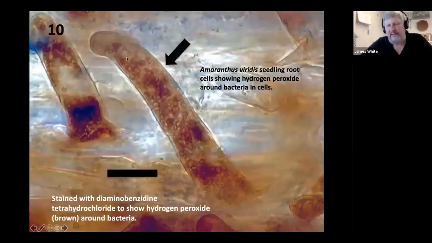This shows the hair, and this is stained for hydrogen peroxide. You can see all the brown around those bacteria in that hair. And this is probably not one species, by the way. This one is from nature, so it's probably multiple species of bacteria in there.